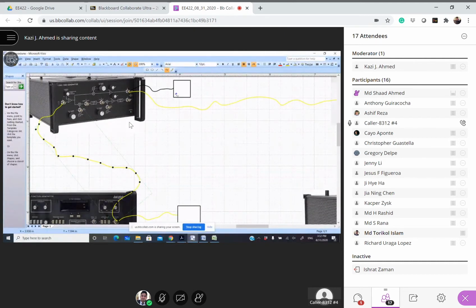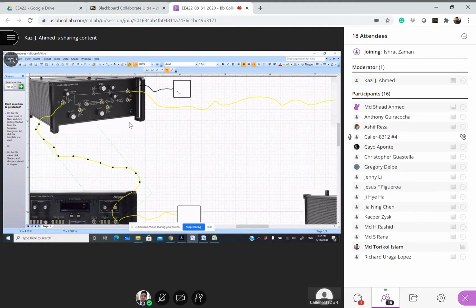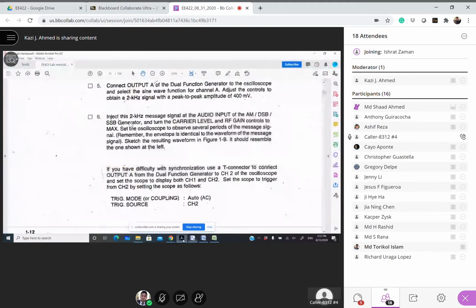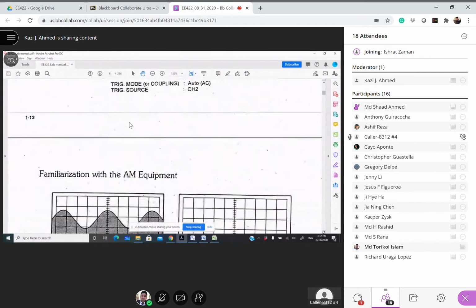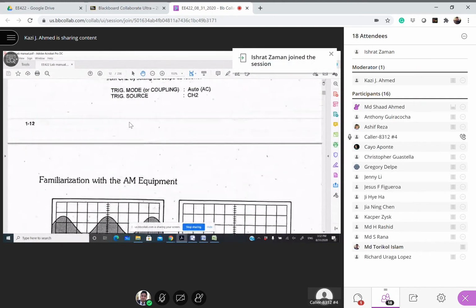It was only one sine wave before because there was no message. Now we put the message in, modulation will be going on, and then you see a signal similar to the one you saw in your pre-lab, right? This one, right?